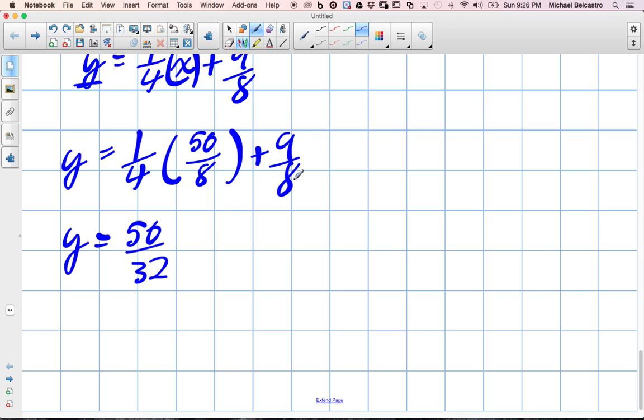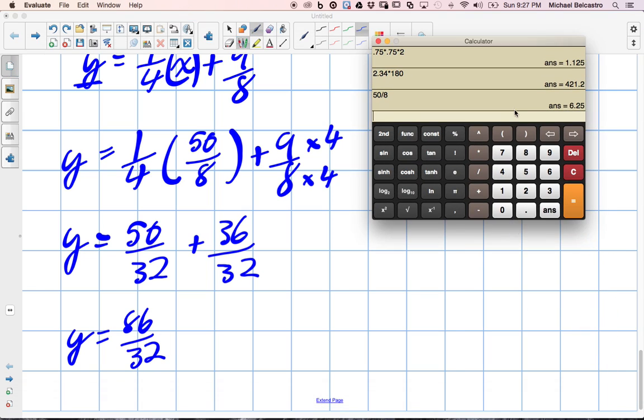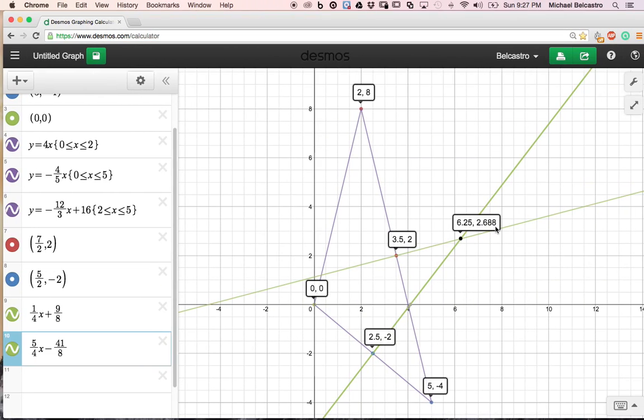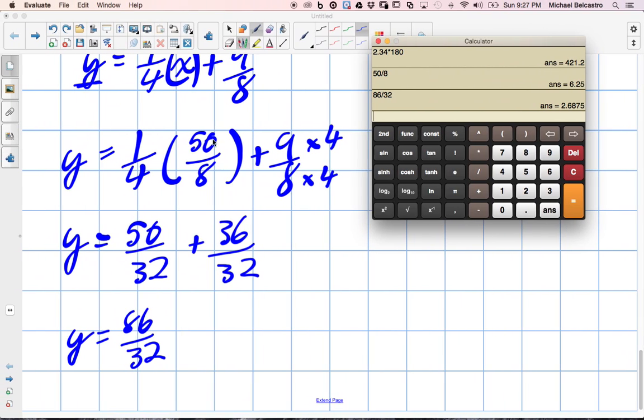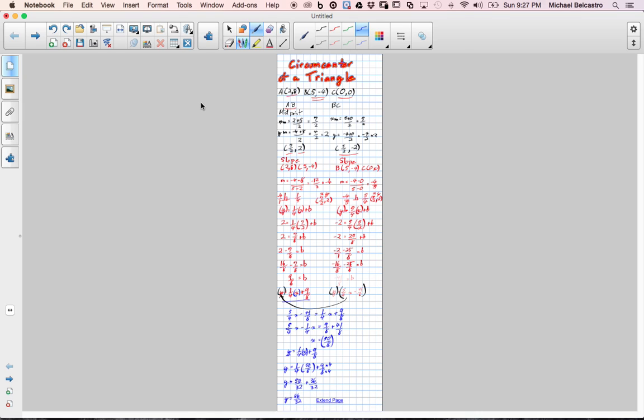And I'm going to quickly change this one. In order to make this denominator 32, we need to multiply both the top and the bottom by 4. So we put plus 36 over 32. So our y value is equal to 86 over 32. Again, let's use our calculator to figure out what the decimal is, because our program uses those values. So we have 86 divided by 32 is equal to 2.6875, and they rounded. So there we go, perfect. It worked out exactly the way we needed it to. And that is how you find the circumcenter of a triangle.